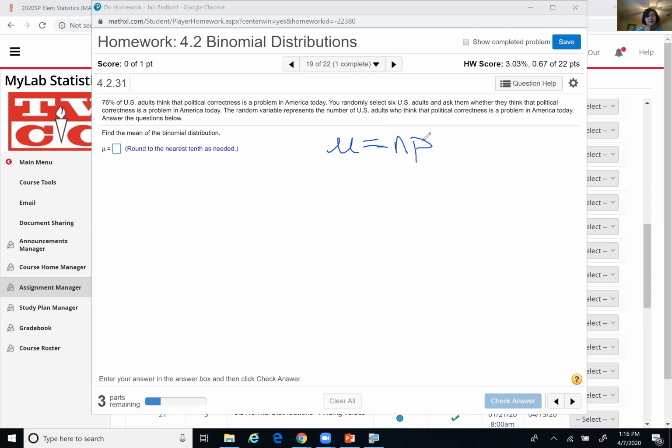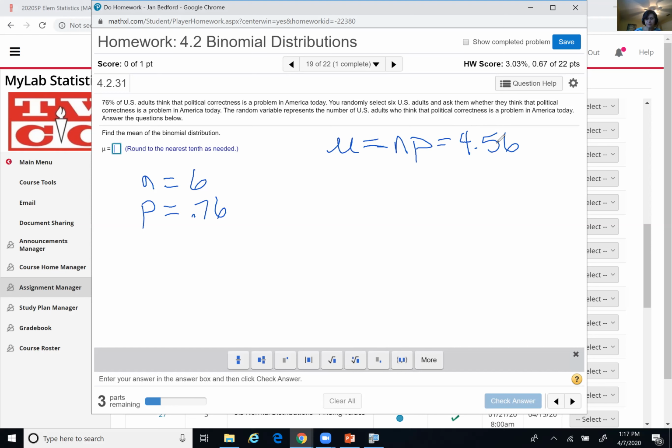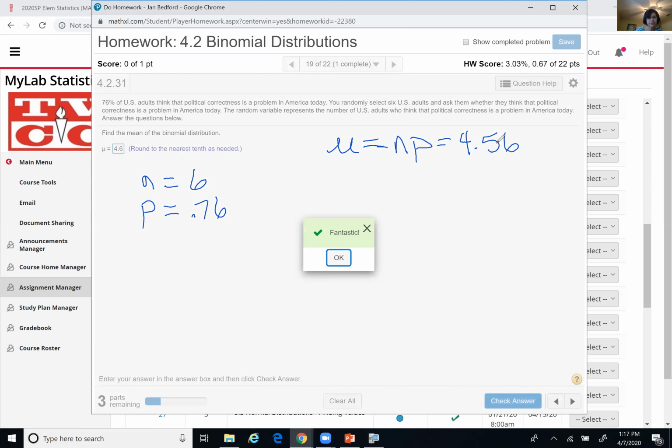Now, you tell me from this problem, what is the value of N? N equals 6. What is P? 0.76. And when you multiply those together, you get 4.56, which comes out to 4.6. So 4.56 is what you get when you multiply these two together. You guys agree to that, right? So if it says round to the nearest 10th, let's see what happens if we put in 4.6. Okay, so it took that one.